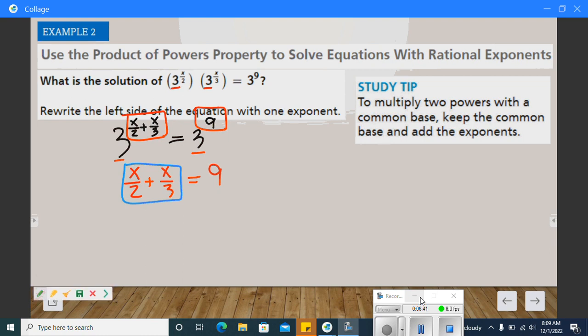So let's find their LCD, and our LCD would be what? 2 times 3 is common, their least common denominator is 6. So 6 divided by 2 is 3 times x, that would give us 3x, and plus 6 divided by 3 is 2 times x is 2x. So equals 9. So you have there 3x plus 2x is 5x over 6 is equal to 9.